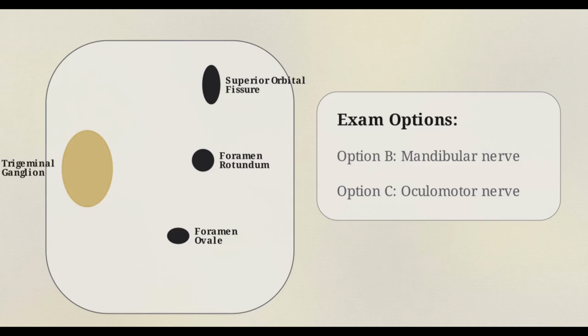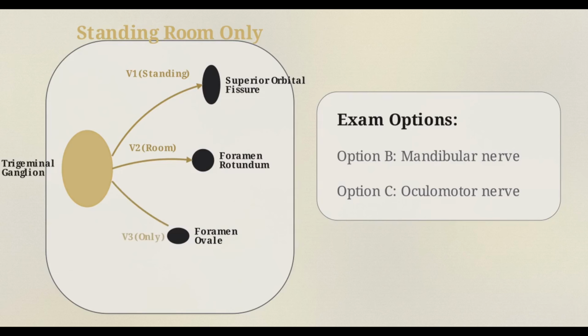The M in our acronym stands for the mandibular nerve, which is the 3rd branch of this ganglion, cranial nerve V3. Medical students use the mnemonic standing room only to track the 3 trigeminal branches. V1 goes through the superior orbital fissure, V2 goes through the foramen rotundum, and V3 routes straight through the foramen ovale. That makes option B, the mandibular nerve, a verified true answer.